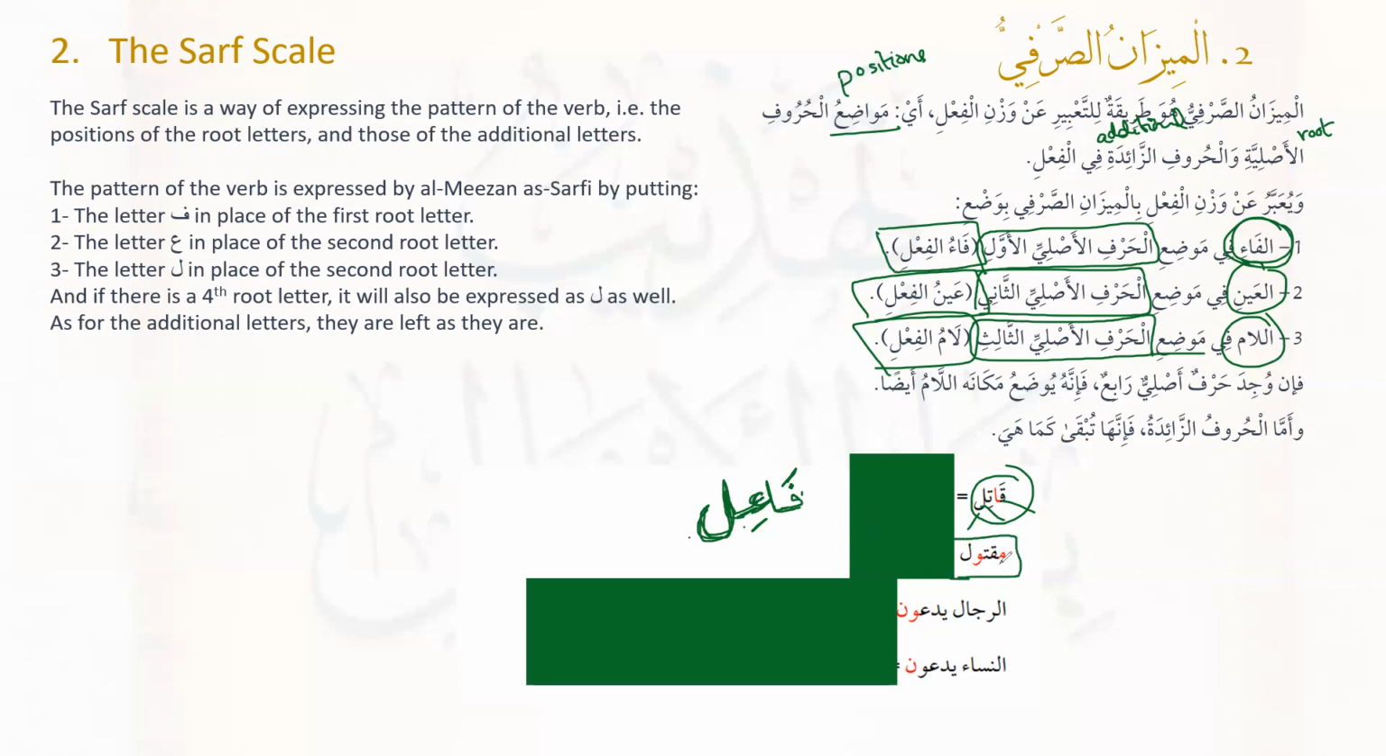What are the root letters of maqtul? Qaf, ta, lam. How will you express it in the Meezan Sarfi? By replacing the root letters with fa, ayn, and lam. What will you say? How will you pronounce that word? مقتول على وزن مفعول. أحسنت. مقتول على وزن مفعول.